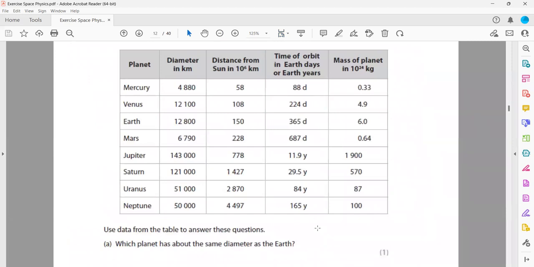Which planet has about the same diameter as Earth? You can use the screen annotation to do this. You can circle it. So which planet has the same diameter as the Earth, the same size as the Earth? As you analyze the data, it's Venus. You can see the two values are very close. That's correct.